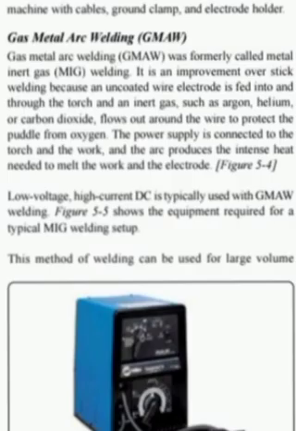The power supply is connected to the torch and the work, and the arc produces the intense heat needed to melt the work and the electrode. Low voltage, high current DC is typically used with gas metal arc welding.